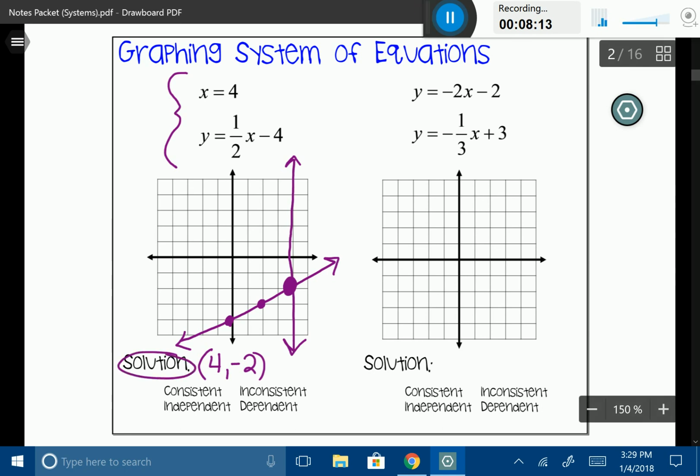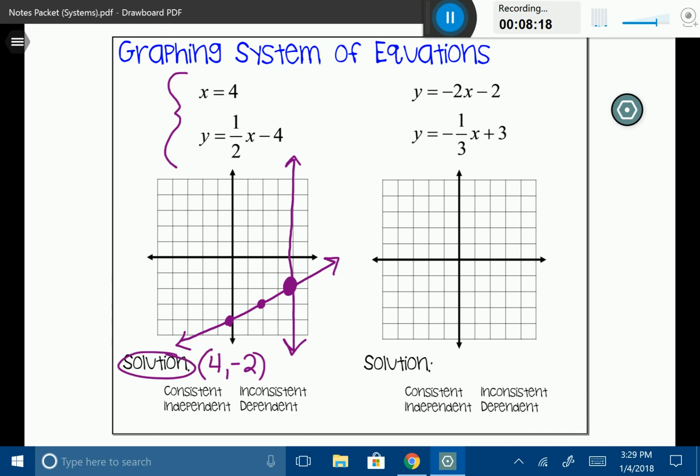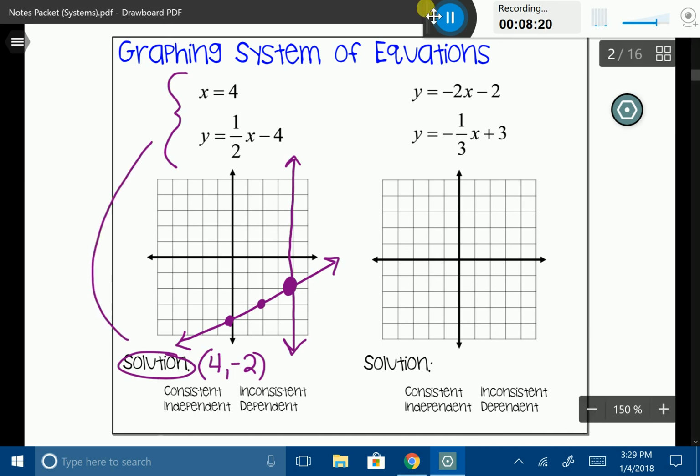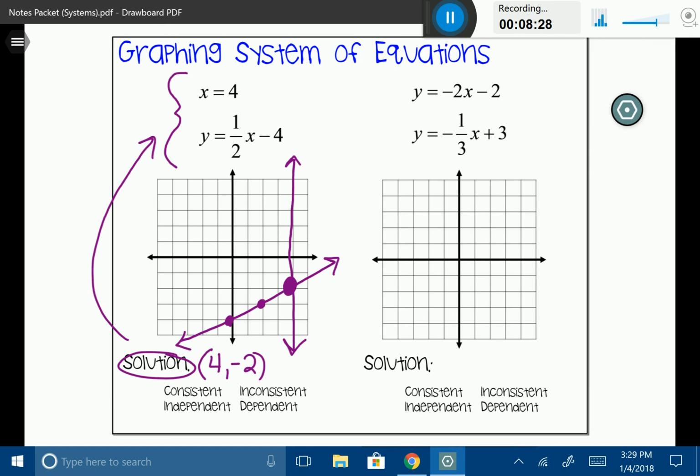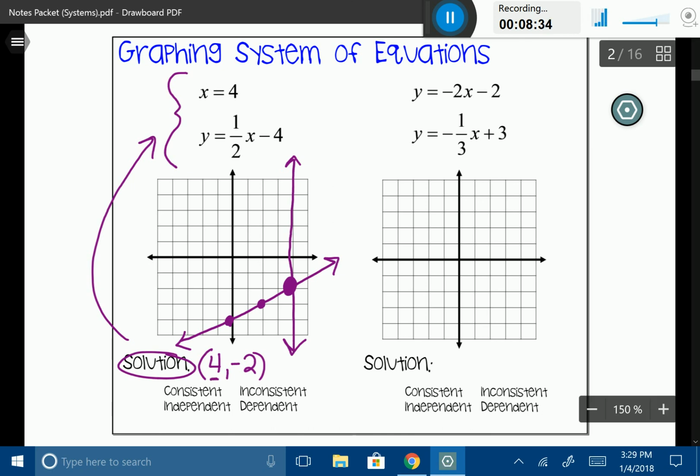Not only is that where the two lines intersect on my coordinate plane, but let's take it back up to the two equations. Let's substitute the x's and y's to show you that it satisfies both of these equations. For the first one, x equals 4, if I substitute what I got for x, you can see that 4 equals 4, which satisfies this equation.